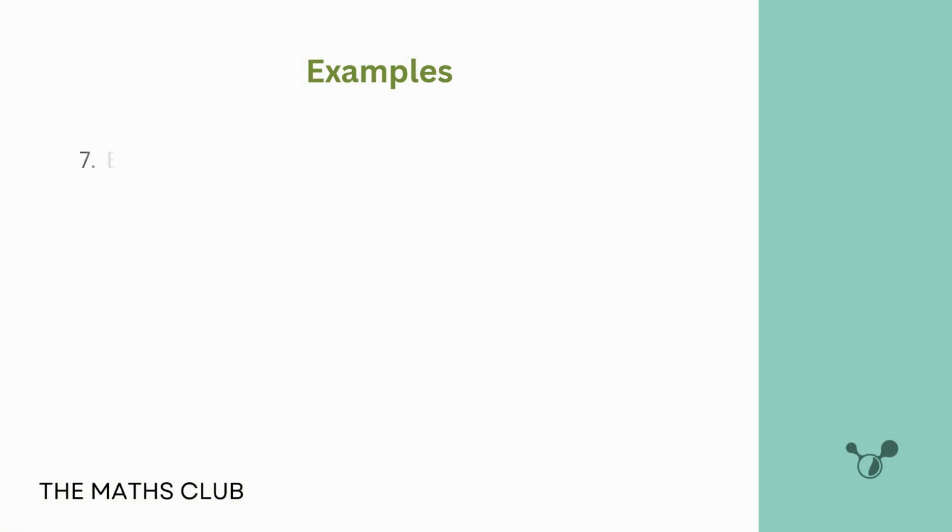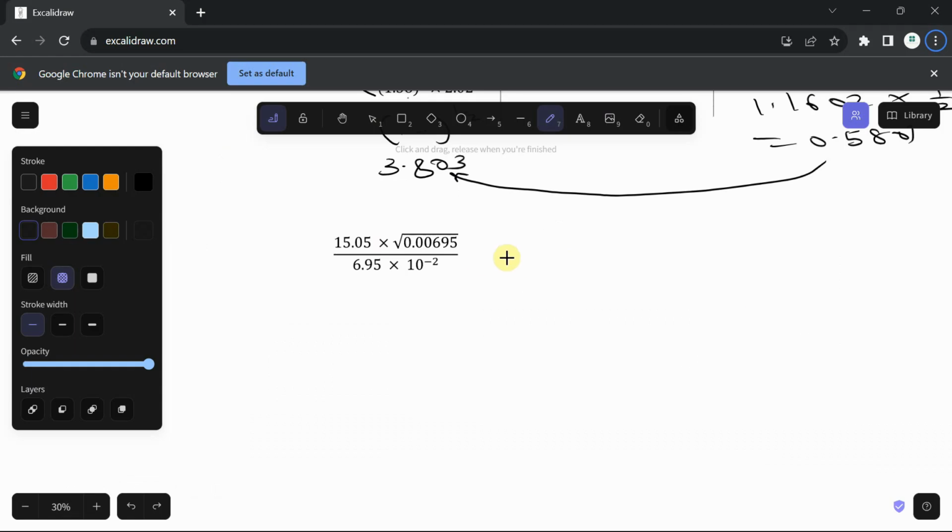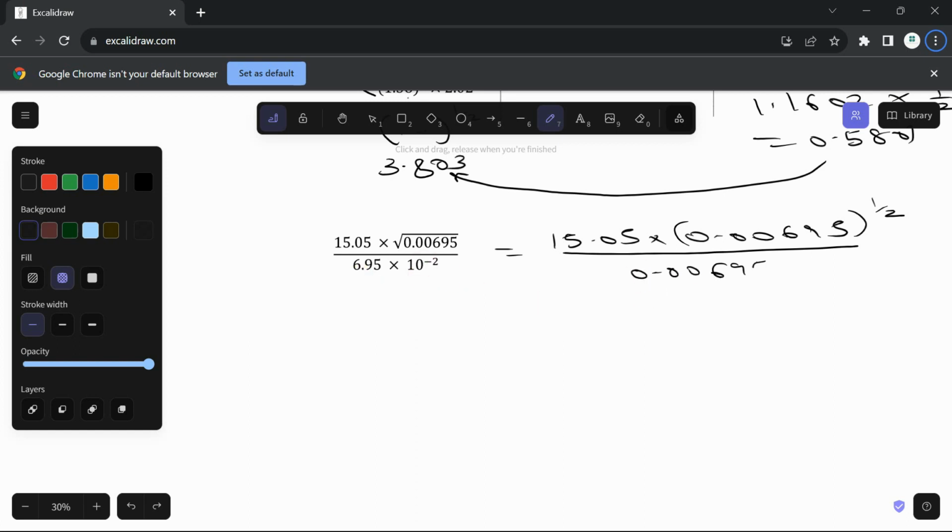And the final question: evaluate 15.05 times the square root of 0.00695 divided by 6.95 times 10 to the power of minus 2. So I can write all of this as 15.05 times 0.00695 raised to the power of 1 over 2, all over 6.95 times 10 to the power of minus 2. Carried back to a normal number, this is 0.00695. Based on all the things that we have done, this is actually your take-home assignment.